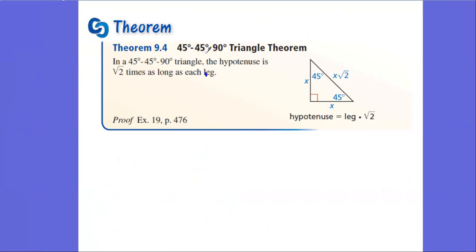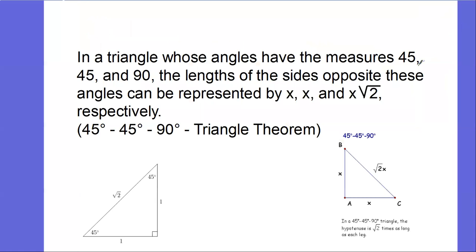So here is your technical definition straight from your textbook. If you have a 45, 45, 90 triangle, the hypotenuse is root 2 times as long as each leg. So whatever these legs are, multiply by the square root of 2, and that'll give you your hypotenuse. Here it is written in a slightly different way. In a triangle whose angles have the measures 45, 45, and 90, the lengths of the sides opposite these angles can be represented by x, x, and x root 2, respectively.